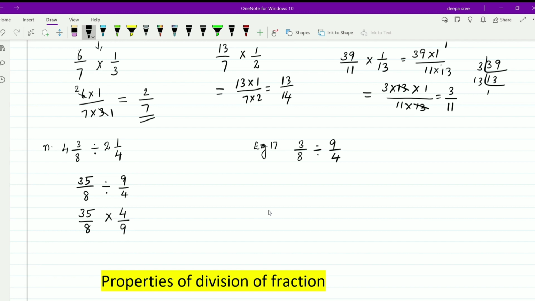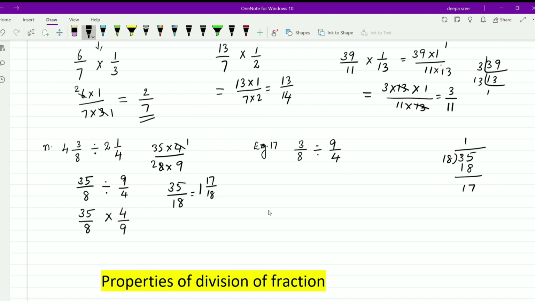So now 35 into 4, multiply the numerator, divided by multiply the denominator. In the 4 table 8 is there, so without factorization I am doing it directly. Now 35 into 1 is 35, divided by 2 into 9, that is 18. So 35 by 18 we can convert into a mixed fraction. So 18 ones are 18. Remainder 17. So we can write 1 17 by 18.